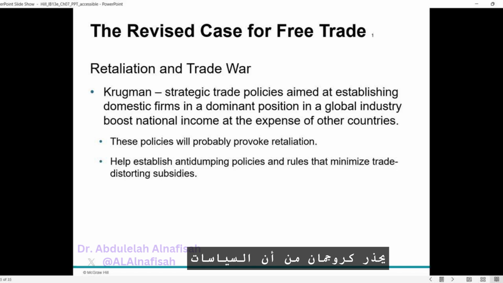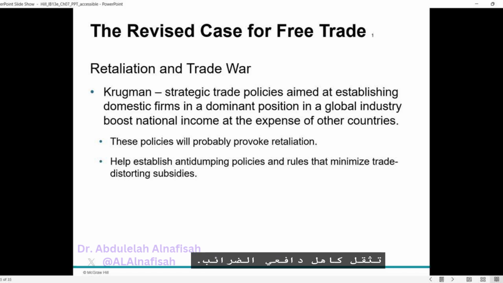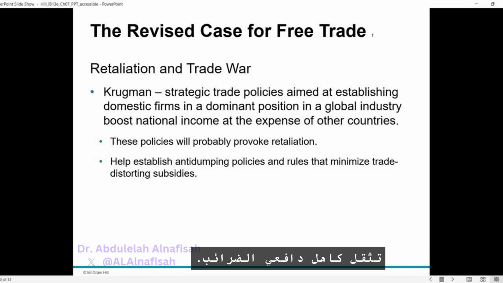Krugman warns that strategic trade policies can lead to beggar-thy-neighbor situations, where one country's gain comes at the expense of others. If one country uses subsidies to support its domestic firms, it risks provoking retaliation from other nations, leading to costly trade wars. For example, if the U.S. responded to European subsidies for Airbus by increasing subsidies for Boeing, both sides might engage in a trade war that benefits neither, while burdening taxpayers.